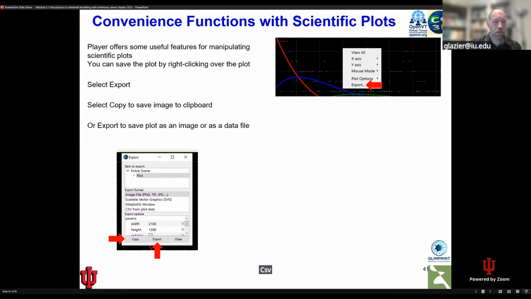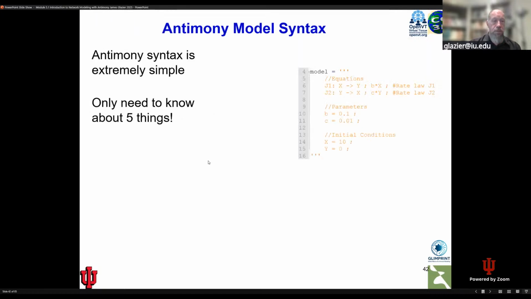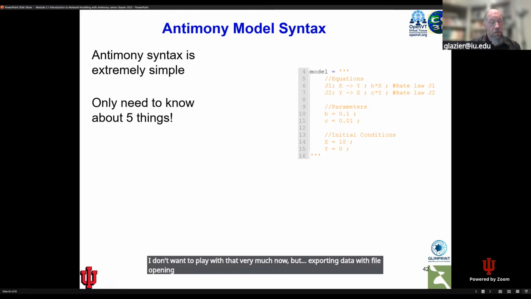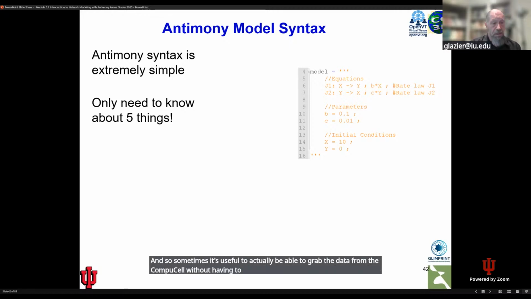CSV is actually a table. It's actually all the data in tabular form, X, Y. I don't want to play with that very much now, but exporting data with file opening and closing is something we're not going to have time to talk about this week. And so sometimes it's useful to actually be able to grab the data from the CompuCell without having to write files explicitly on your own. So that can be useful.